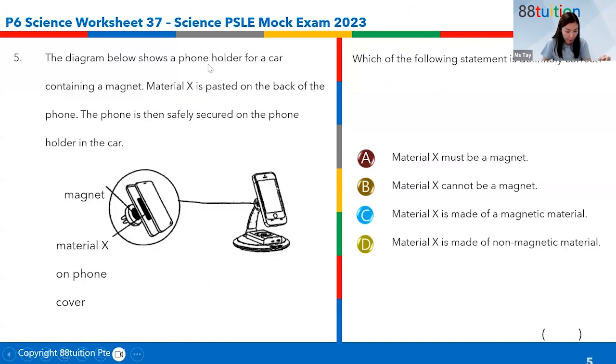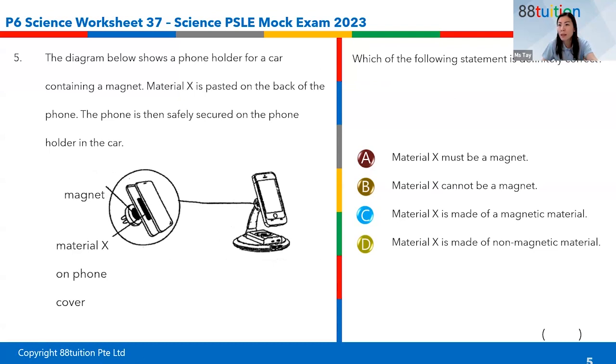All right. Now, the diagram below shows a phone holder for a car containing a magnet. Have you all used or seen something like this before? Never. Okay, let me see whether I can find the diagram. So this is called a magnetic phone holder for the car. Let me see whether I can find it. I will quickly show you.